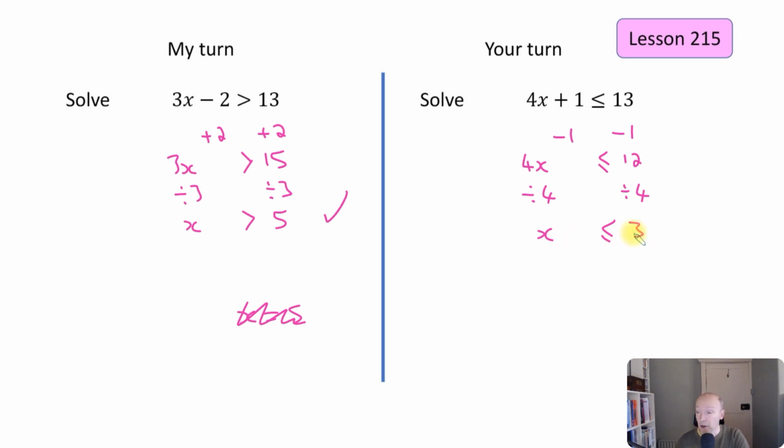Also notice that I've gone through the whole thing there without even saying what these symbols are. This actually says 3x minus 2 is greater than 13. This says 4x plus 1 is less than or equal to 13. Even if you didn't know what those symbols were, you can still get all the marks for these questions by just keeping the same symbol pointing the same way all the way through. So don't worry too much if you get a little bit lost about which one's which. For these questions, you can get marks even if you didn't know that.